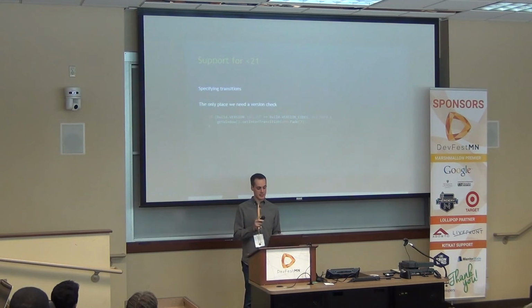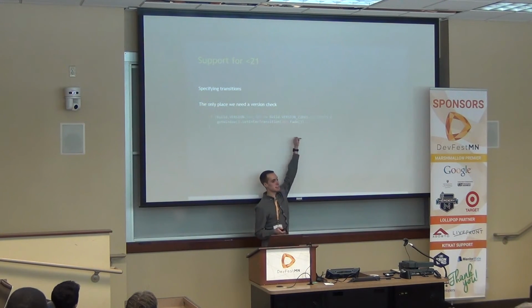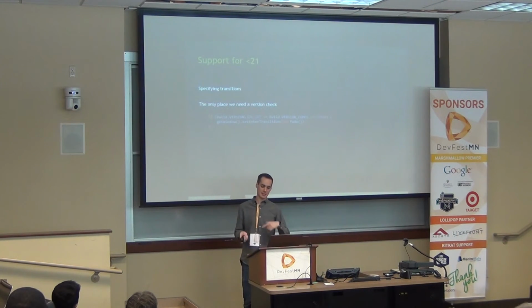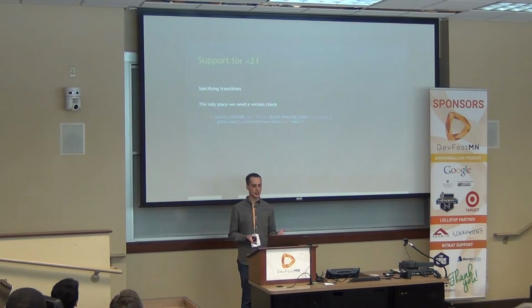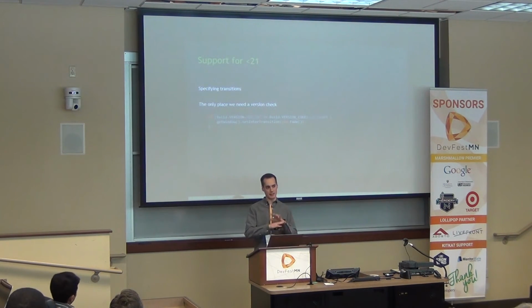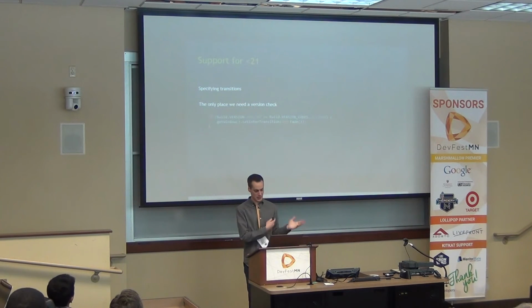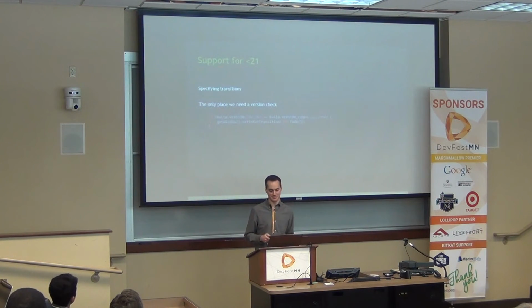And then specifying transitions is actually the only place that we should really need to do a version check, and that's because when we call things like new Fade, it's obviously accessing a class that doesn't exist on older versions, so you'll have to check that. Similarly, the window doesn't have a compat equivalent yet either, so you have to do a check there. But that's the only place. And that is all I have.